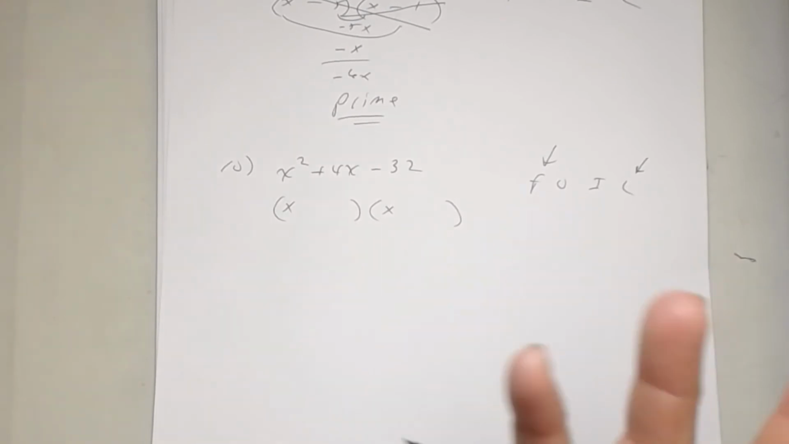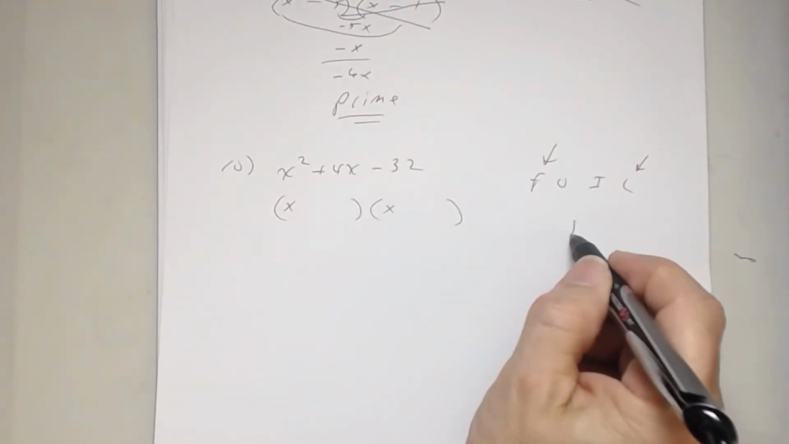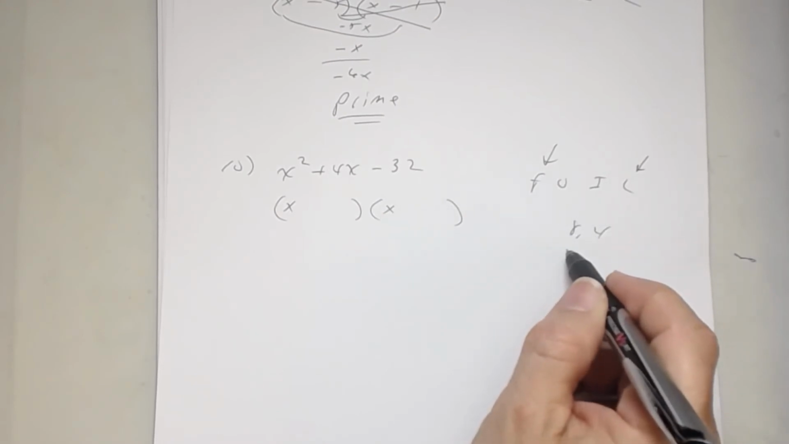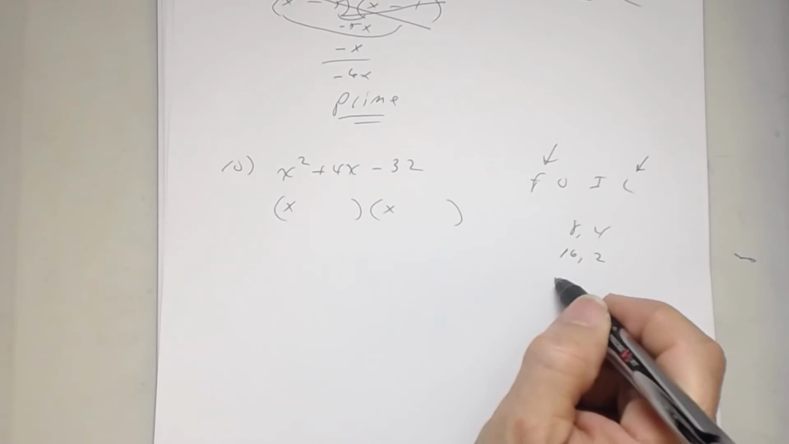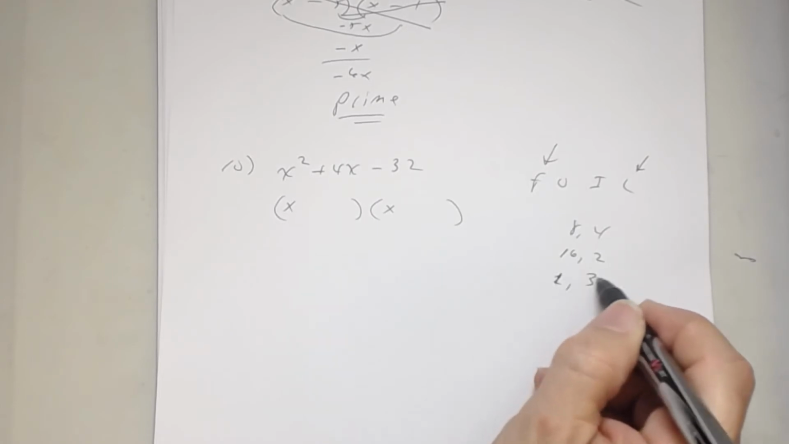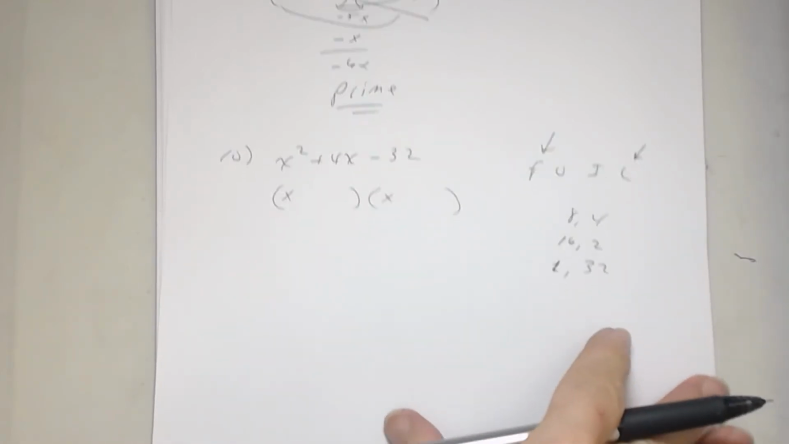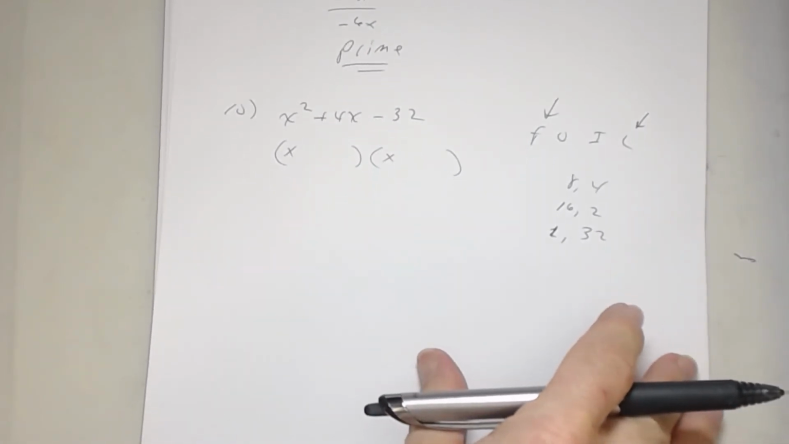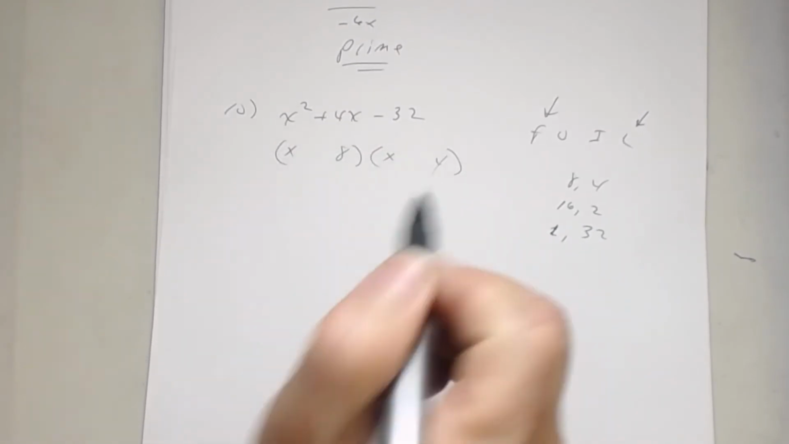I know the last term is negative 32, but let's just deal with 32. What are the possibilities with 32? 8 and 4, 16 and 2, 32 and 1. I think that's it, right? Okay. What do you want to try first? 8 and 4. Okay. So let's put the 8 here, the 4 here.